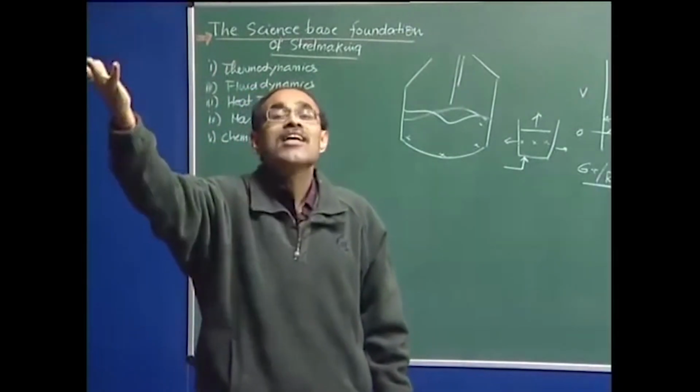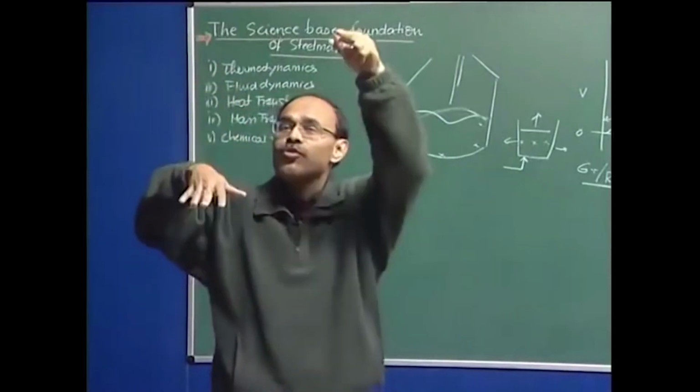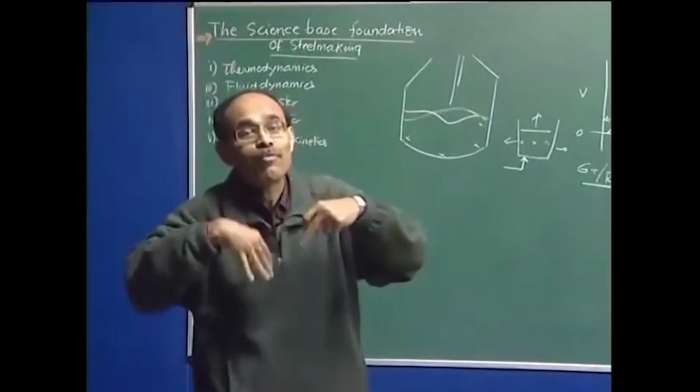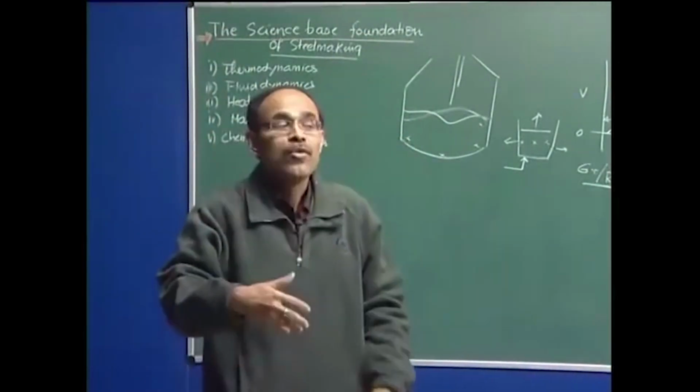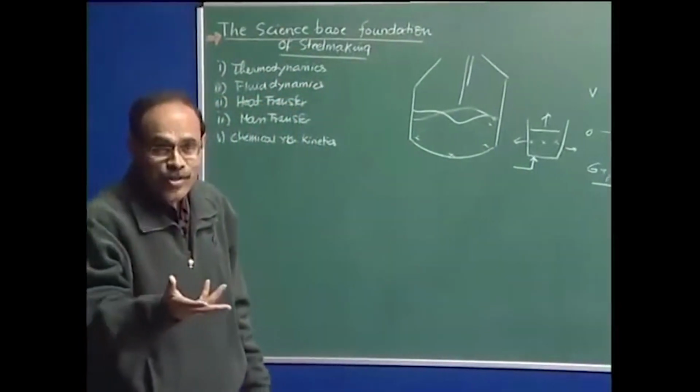So, more carbon means less density, less carbon means higher density in steel. Therefore, you are going to have a differential motion, and as a result you have a buoyancy which is not thermal buoyancy, but which we call solutal buoyancy.